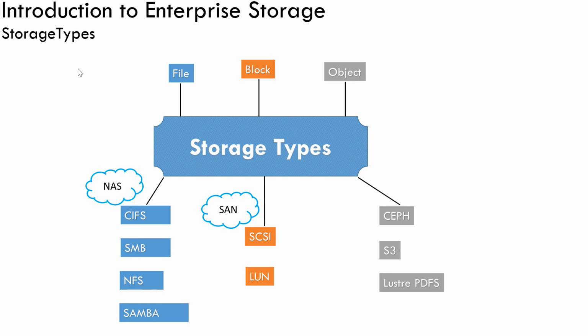Another storage type we have is object storage, based on Ceph. For example, Ceph storage, Amazon S3 bucket. We have Lustre parallel distributed file system. All this is based on object storage technologies.